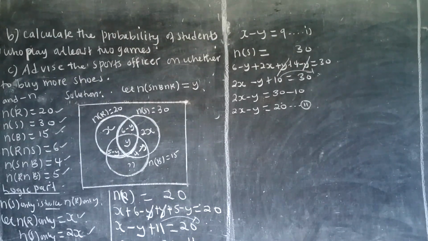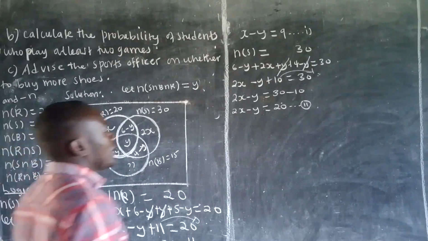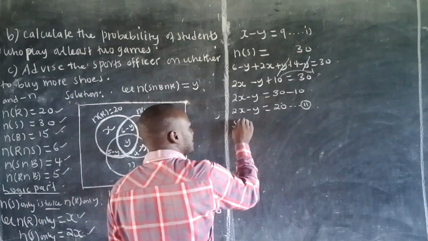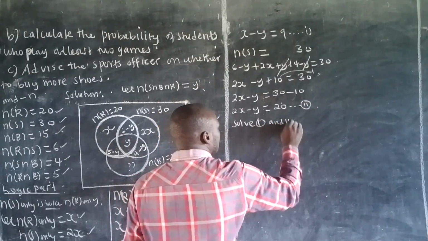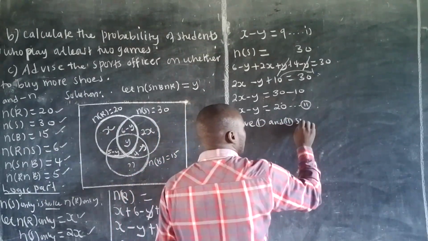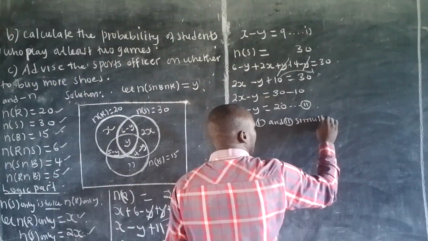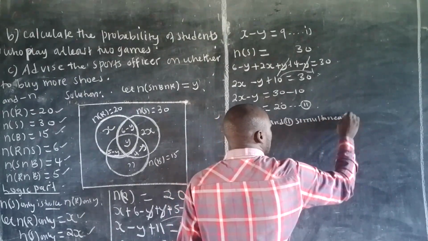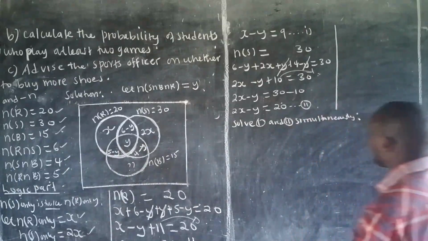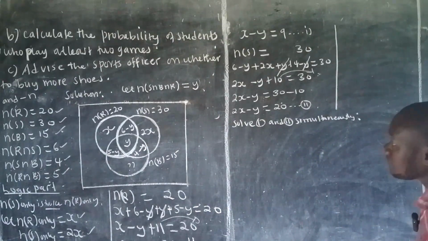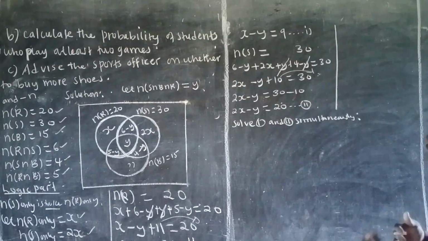Let's continue. You realize that here, you shall now solve 1 and 2 simultaneously. I will write this statement to guide you, but you shouldn't write it in the exams. Solve 1 and 2 simultaneously. And please allow me to do it from here.